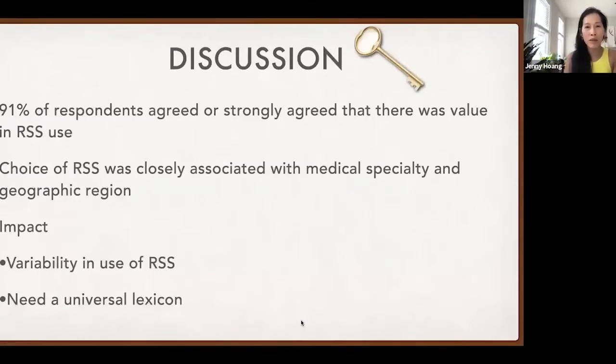91% of respondents were in favor of risk stratification systems. They saw value in it. So we're on the right track. And then the choice is dependent on the medical specialty and the geographic region. And what's the problem with this variability that we're seeing?